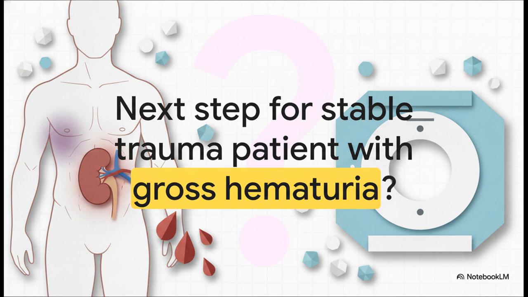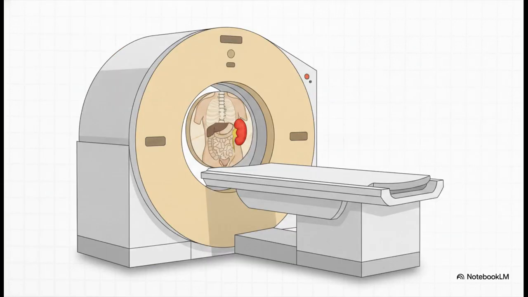A 28-year-old male comes in with severe left flank pain and gross hematuria after taking a direct punch to his left flank. His vitals are totally stable. What is the absolute most appropriate next step to evaluate this specific urological trauma? You want a contrast-enhanced CT scan. For any stable trauma patient with gross hematuria, a CT scan with IV contrast is the undisputed modern gold standard.